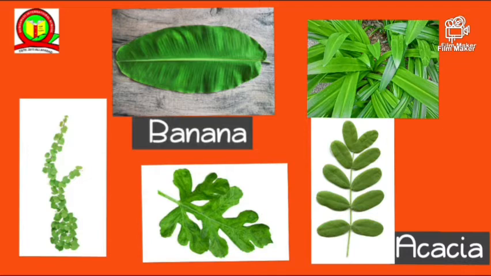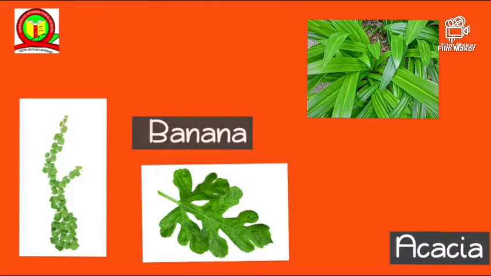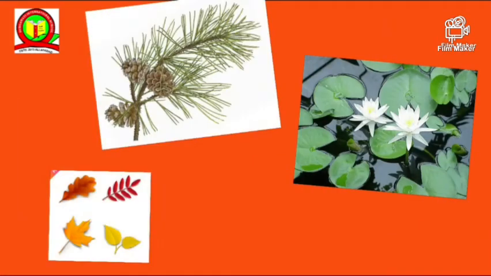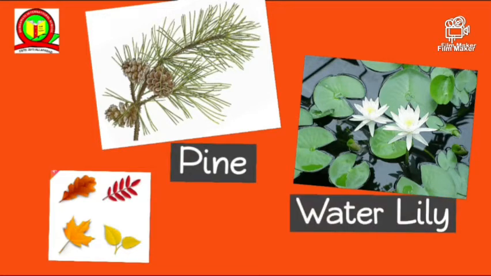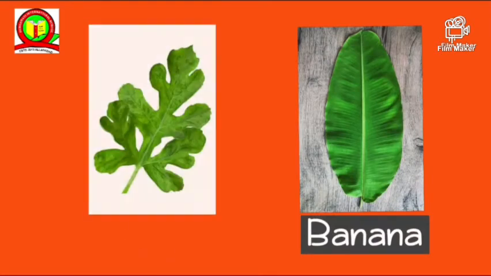Some leaves are small, for example, the acacia leaves, and some leaves are big, for example, a banana leaf. Not just the size, even the shapes are different, like the needle-like shape in the pine, circular shape in the water lily, etc. Some leaves have smooth edges like the banana, and others, such as the oak, have jagged edges. So, there are many varieties of leaves, but the basic structure of all the leaves is the same.